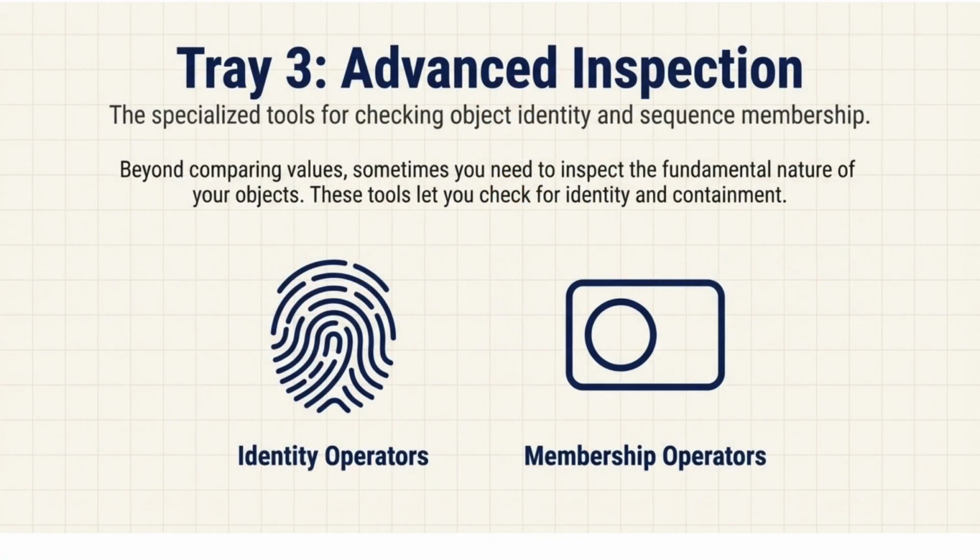Advanced inspection helps us look deeper than just comparing values. Sometimes we need to check whether two objects are actually the same in memory or whether a value exists inside a sequence. Identity operators let us check an object's true identity, while membership operators help us test if an item is part of a list, string or other collection. These tools are very useful when working with complex data structures.